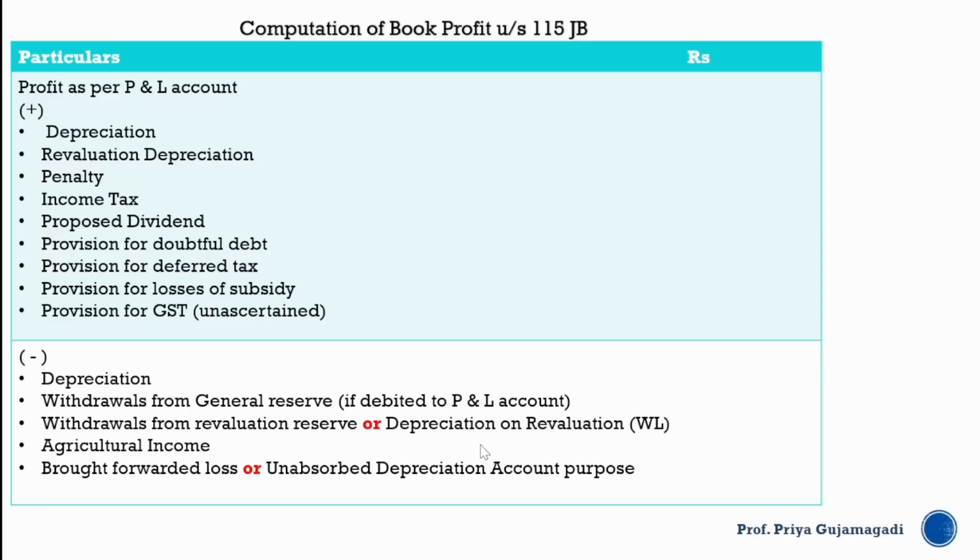If in case withdrawal is not given, and depreciation is 50,000, then withdrawal will be nil, 0. Depreciation will be 50,000. Whichever is less, it will be nil.